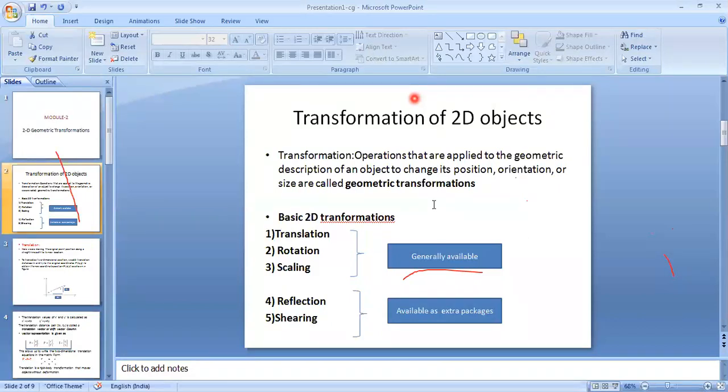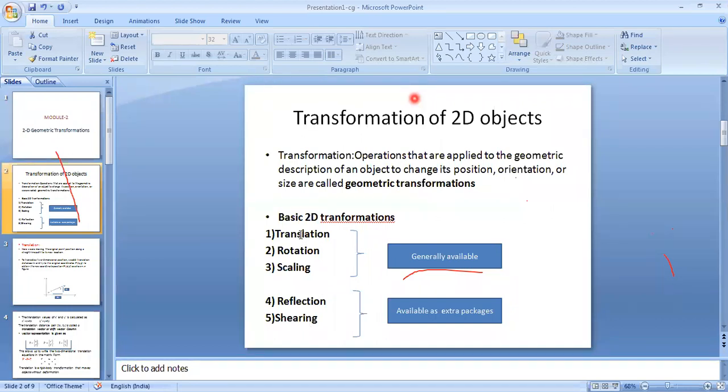Changing the position of the object means, you may have seen many apps. You may have a circular face, and that face you may convert into a triangle face, or into a square face. You may convert it into different shapes. So this is what we mean by shearing.